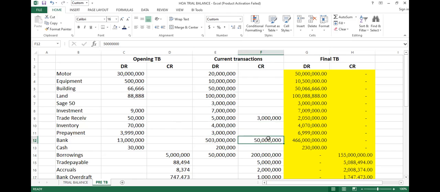Yes. And you see that this is 50 million here. This is another 50 million there. The two net off each other. This is 3 million here, and this is another 3 million added to this. The two net off each other. For every debit entry, there must be a credit entry. Sure, we are good to go.